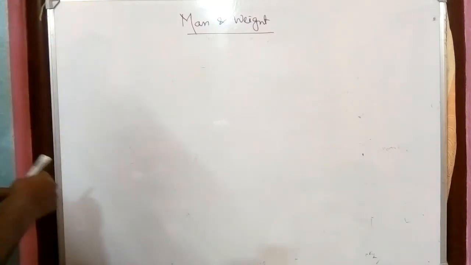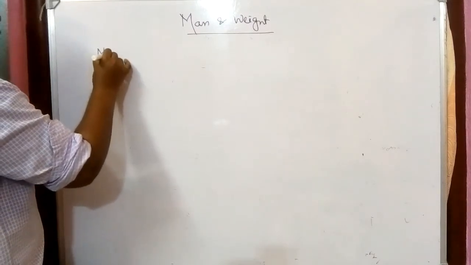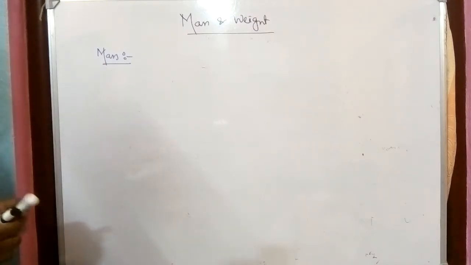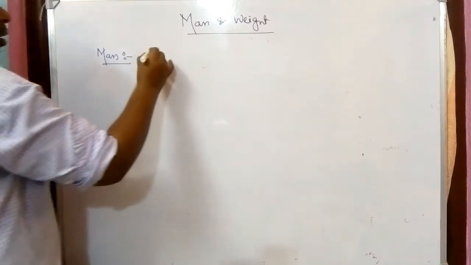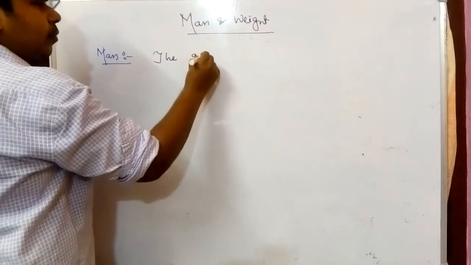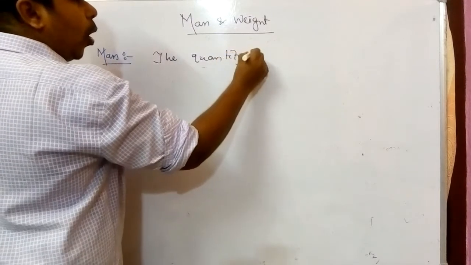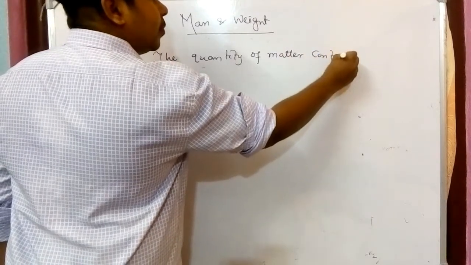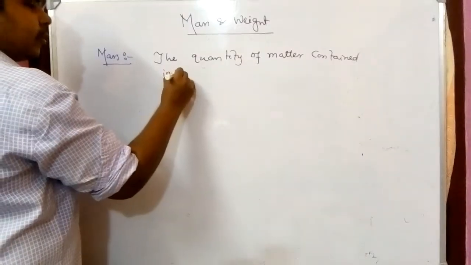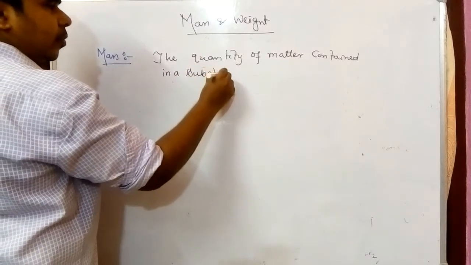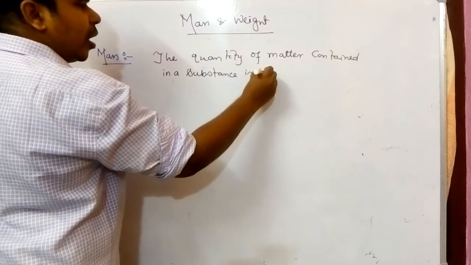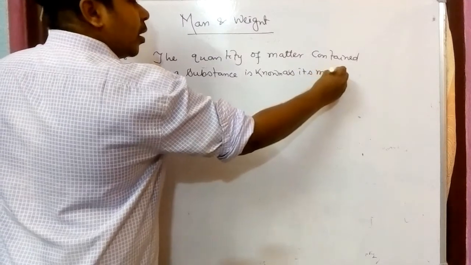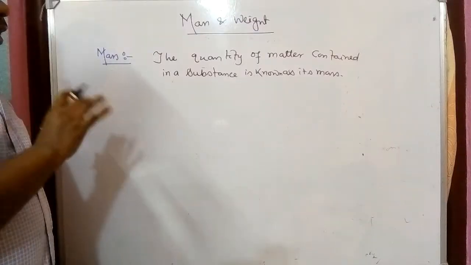First we have to define mass, though we learned the definition earlier in class 6. But here we have to do it again. What is mass? The quantity of matter contained in a substance is known as its mass. The quantity of matter contained in a substance.